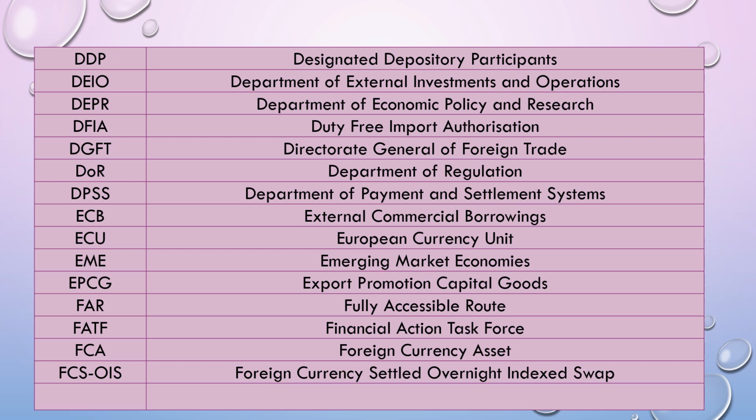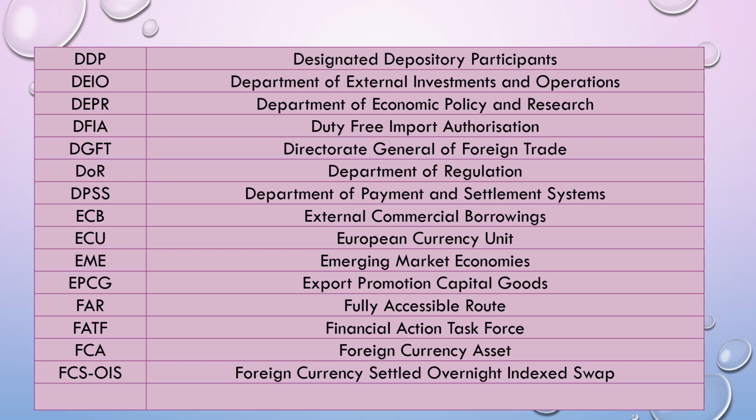DGFT, Directorate General of Foreign Trade. This is the agency of the Ministry of Commerce and Industry of the Government of India responsible for administering laws regarding foreign trade, both imports and exports.